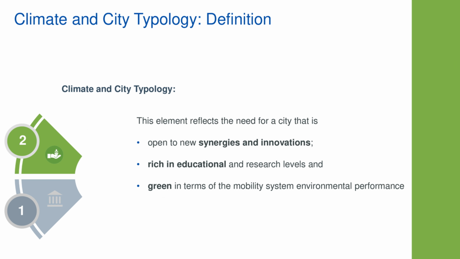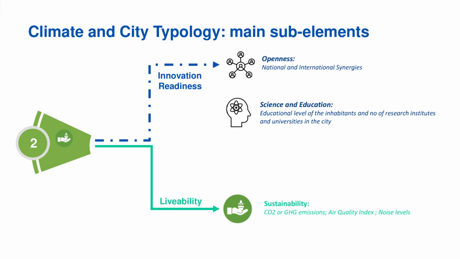The second element is called the Climate and City Typology element and reflects the need for a city to be open, to be rich in educational and research levels, and green. More specifically, in terms of innovation readiness, this element addresses, on the one hand, the level of openness of a city towards international synergies with other cities, and synergies with neutral organizations for knowledge transfer and best practices exchange.